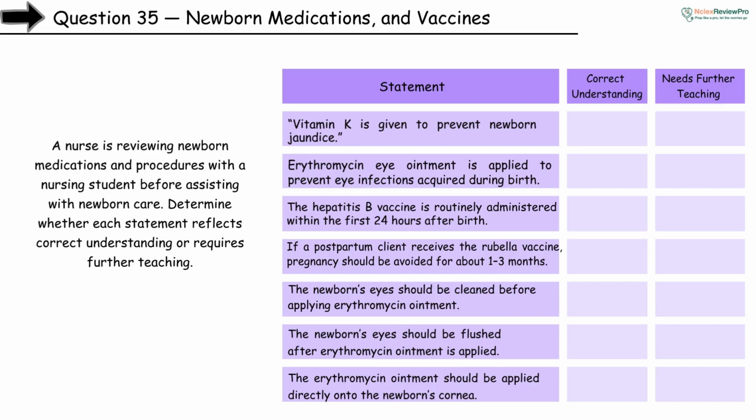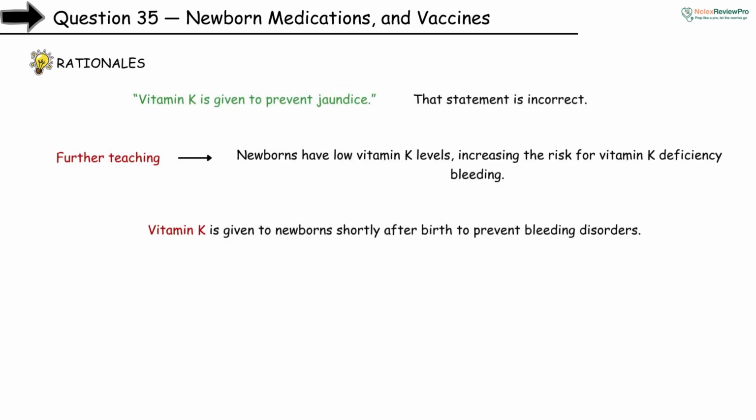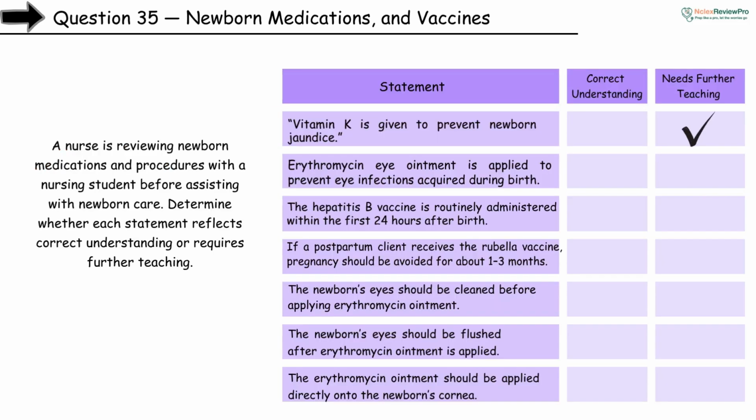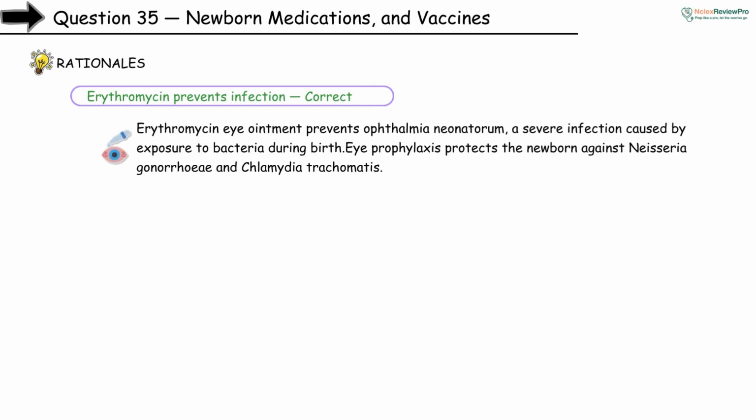Vitamin K is given to prevent newborn jaundice. This needs further teaching. Vitamin K is not for jaundice. It is given because newborns have low vitamin K levels, which puts them at risk for bleeding. It helps produce clotting factors and prevents vitamin K deficiency bleeding. Erythromycin eye ointment is applied to prevent eye infections acquired during birth. This is correct. It prevents ophthalmia neonatorum caused by exposure to bacteria like gonorrhea and chlamydia during delivery.